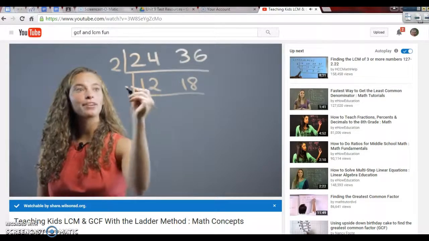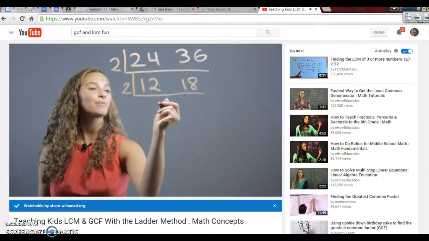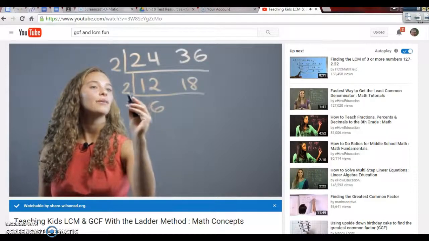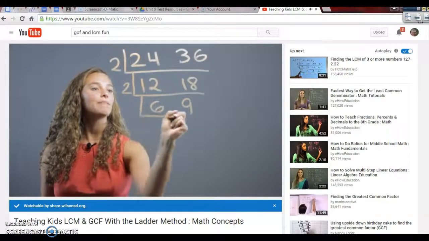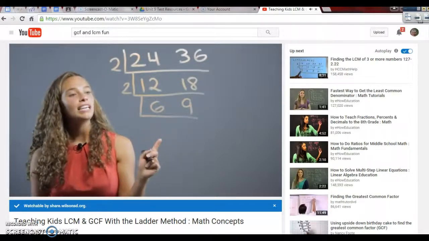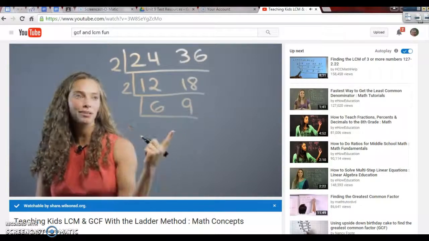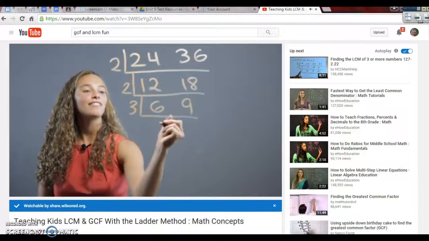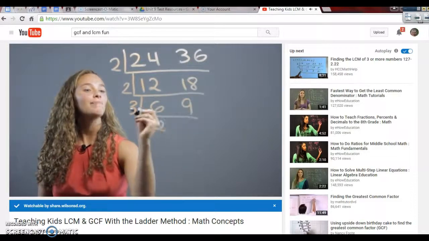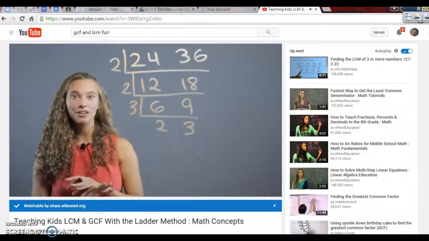Again, the smallest prime number is 2. So we divide 2 into 12 to get 6. We divide 2 into 18 to get 9. Again, we make the L. Now, the smallest prime number that goes into 6 and 9, it's not going to be 2, it's going to be the next one, 3. Divide 6 by 3 to get 2. Divide 9 by 3 to get 3. Now we have all prime numbers, so we know that we finished.